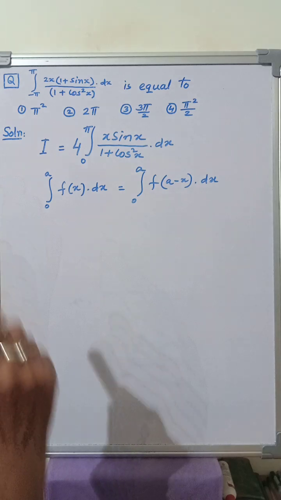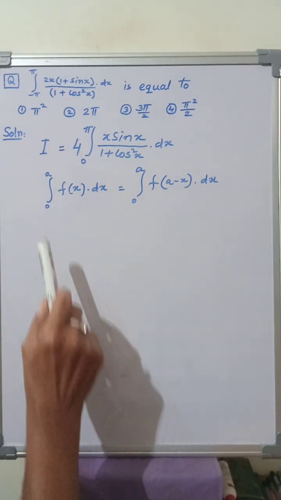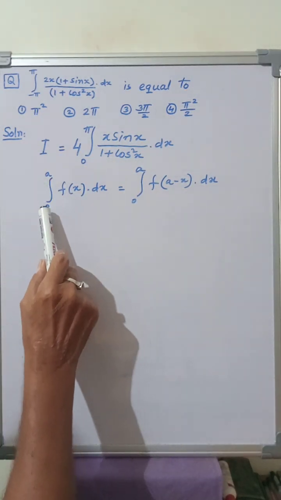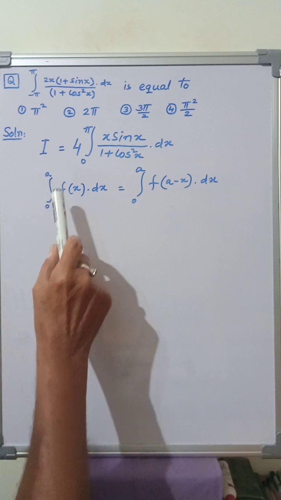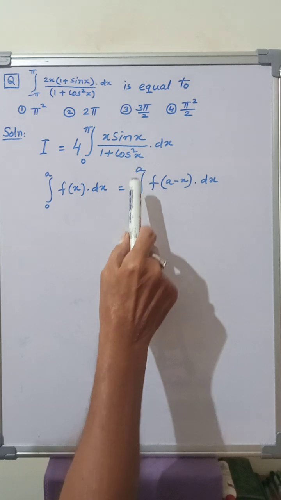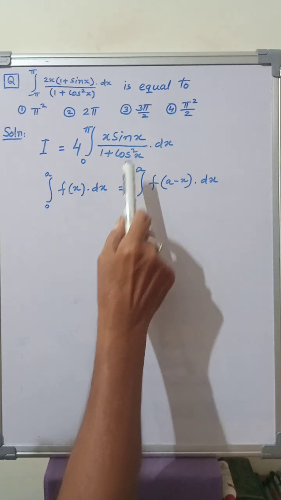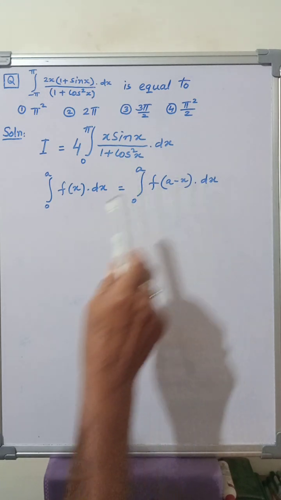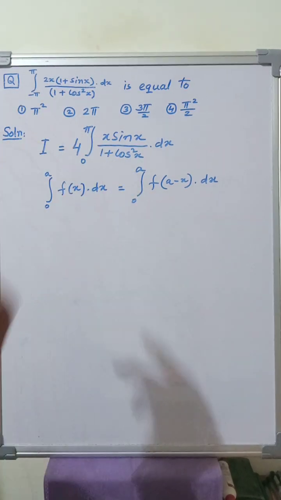Now to integrate this function, we will use this rule again. That means when the limit is between 0 to a of fx dx, this can also be written as integration between limits 0 to a of f of a minus x into dx. Let us apply that to this integral.